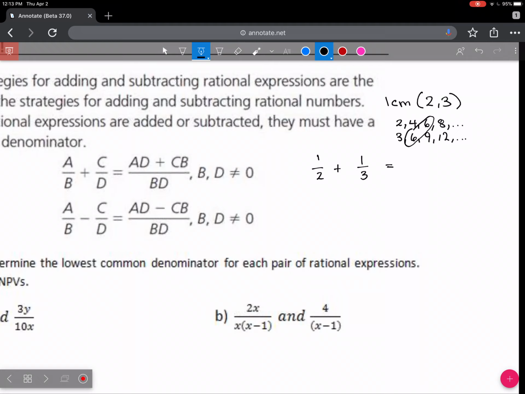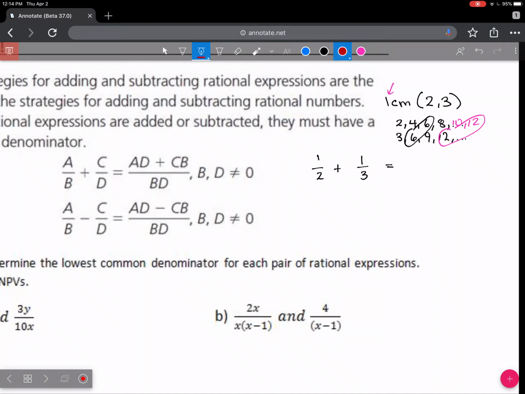Now there are other common multiples. For example, if you kept going, 10, 12, you could go to higher multiples if you want, but you just have to end up simplifying at the end. So that's why we want to choose the lowest common multiple.